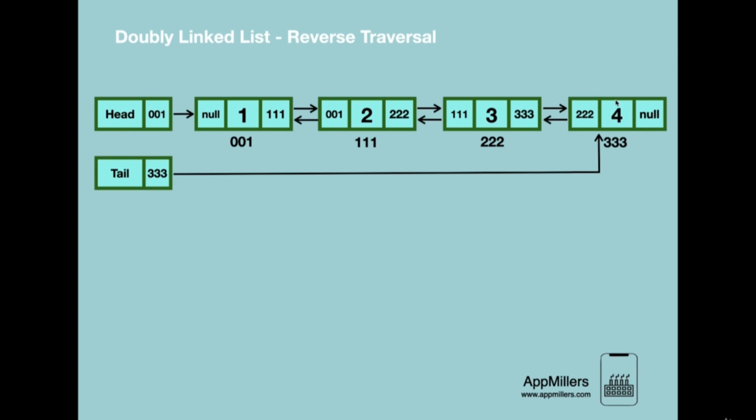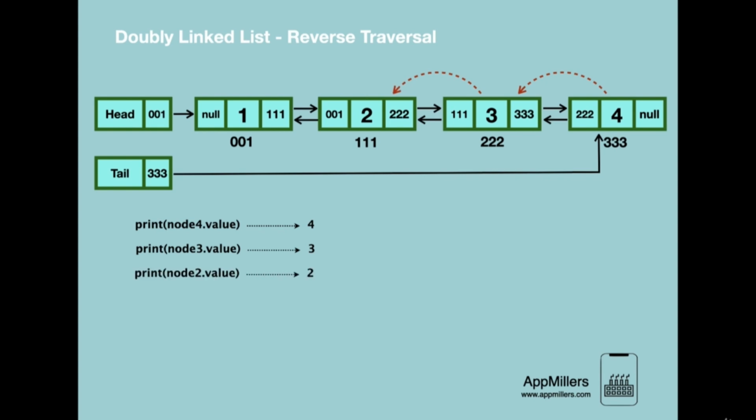In our case we start from node 4 and print its value, which is 4. Then we traverse to node 3 and print its value. In our case it's 3. Then we traverse to node 2 and print its value, which is 2, and then we traverse to node 1 and print its value, which is 1. When we reach node 1 we terminate our traversal.